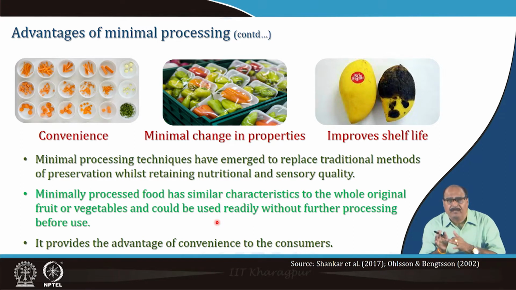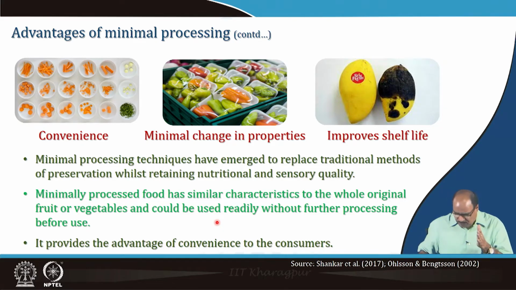This is coming in a big way in fruits and vegetable processing, as I told you earlier. Minimally processed foods have similar characteristics to the whole original fruit or vegetable and could be used readily without further processing before use. Minimal processing provides the advantage of convenience to the consumers.